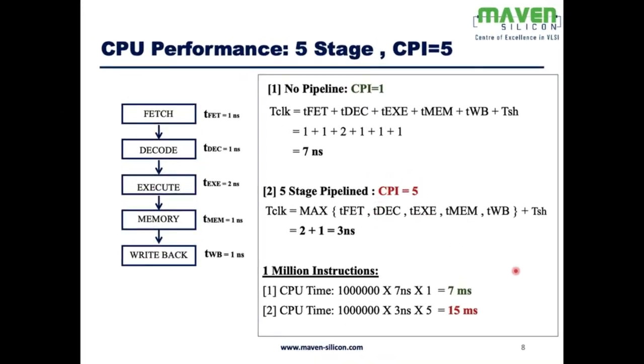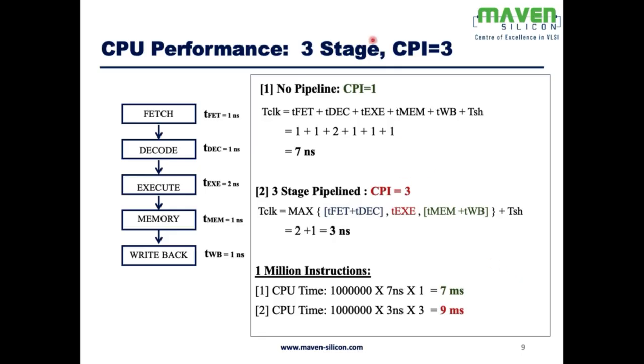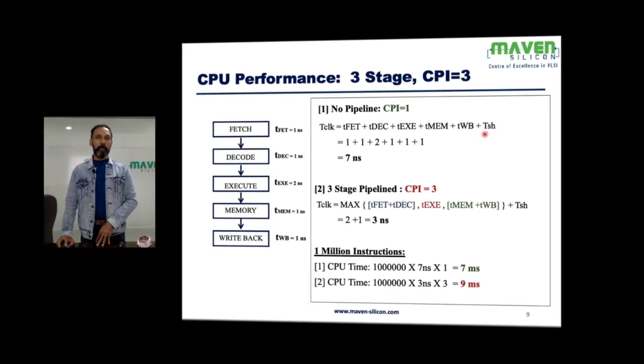CPI should be 1. If we consider a 3-stage processor, instead of trying 5-stage, why don't we try 3-stage, and every instruction is going to take 3 clock cycles, so eventually CPI is going to be 3. Then what would happen? No pipeline, CPI is 1, considering all the delays and setup time and hold time, overall 7 nanoseconds, clock period is 7 nanoseconds. For a 3-stage pipeline processor, CPI is 3, and we are going to consider the maximum delay of one of the propagation delays.